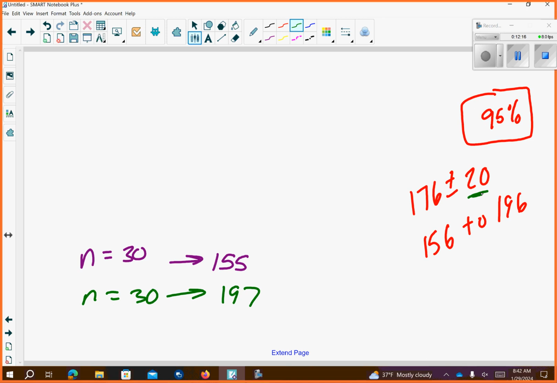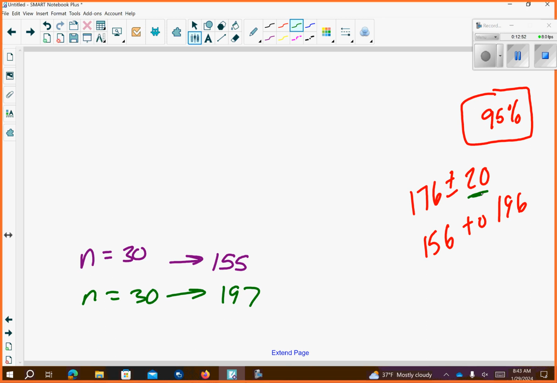All right, so let's investigate a little bit further as we go down. Now it says, this is interpreted that we are 95% confident that the average cholesterol level of all U.S. women is between 156 and 196. The confidence interval above, 176, is called the point estimate, our best single estimate of the population parameter.